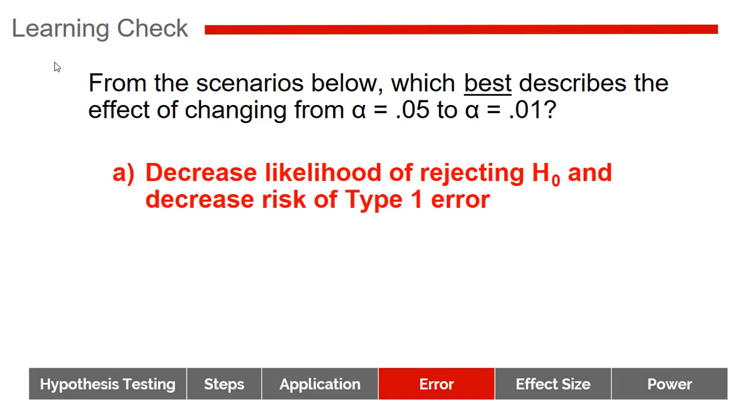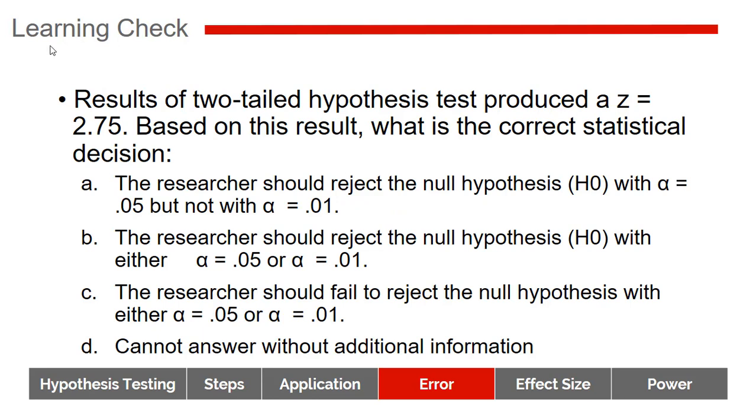Well, when we're changing from an alpha of 0.05 to an alpha of 0.01, we're decreasing the likelihood that we're going to reject the null hypothesis. Let's just take that part first. Because we've pushed out our critical z value further into the tail, it's going to be harder to reject the null hypothesis. We're going to decrease the likelihood that we're going to be able to do that. And we're also at the same time decreasing the risk of type 1 error because, yes, by making it more stringent, we're going to lower the risk of making that mistake where we say there's an effect and there isn't. So those two things are happening. Okay, let's try one more.